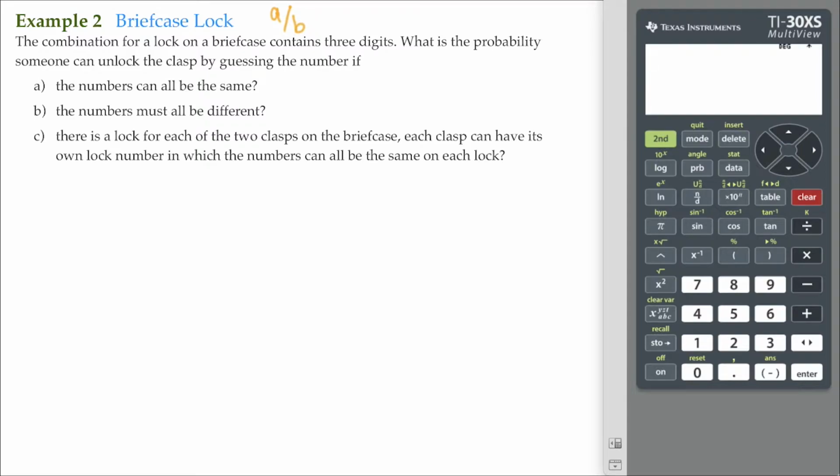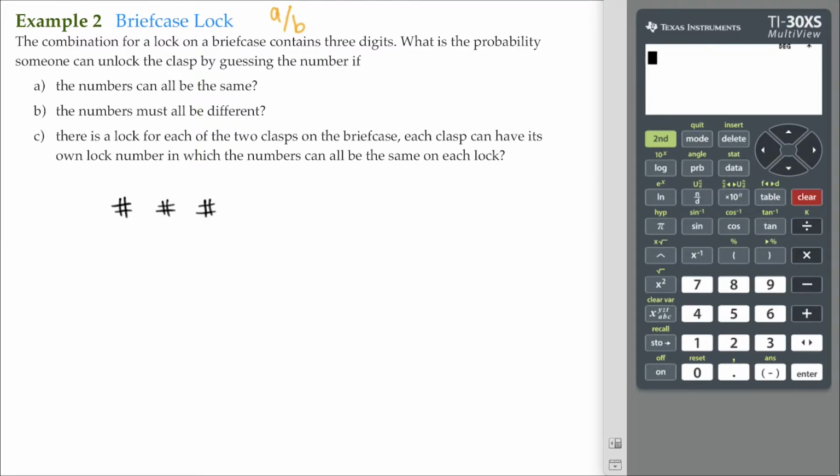So this example says the combination for a lock on a briefcase contains 3 digits. What is the probability someone can unlock the clasp by guessing the number if, and then we have these 3 questions here, A, B, and C, if the numbers can all be the same. That's for A. So if the numbers can all be the same, I'm just going to put the numbers here. Here's the first one, here's the second one, and then here's the third one.